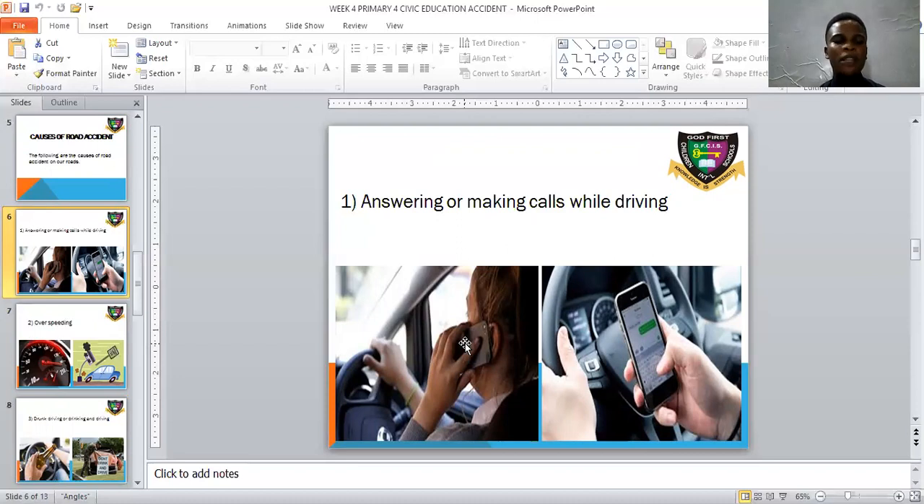If you don't pick the call in the first place, you wouldn't have known the content or what the person who is calling is about to tell you. You wouldn't know whether it's bad news or good news. Is that taken? So don't pick that call. You can actually pick it when? When you get to where you're going.